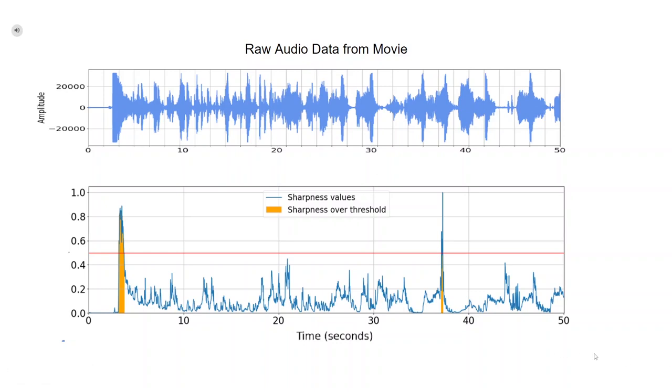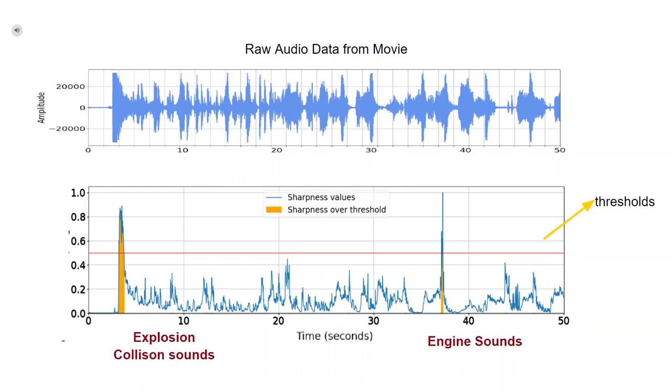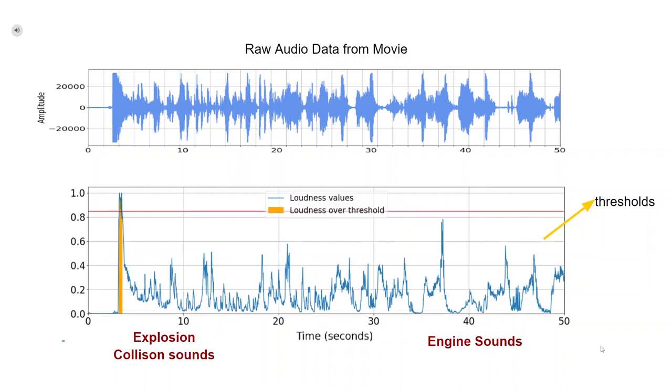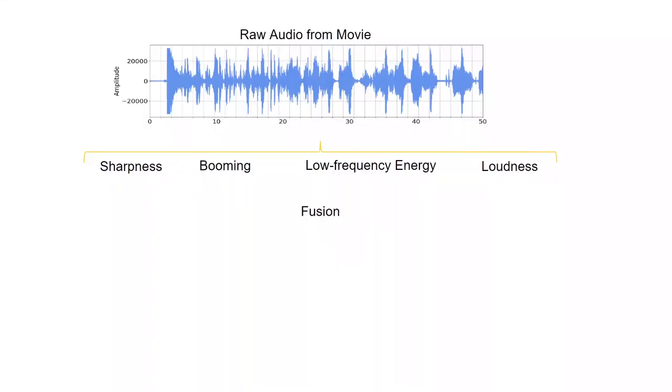We see one high sharpness value corresponding to an explosion at time t equal to 4 and another high sharpness corresponding to engine sounds at t equal to 37. Likewise, booming, roughness, and loudness values indicate when noteworthy events happen. Whenever these measures exceed a preset threshold, we render haptic effects proportional to the amplitude of the corresponding psychoacoustic measure.